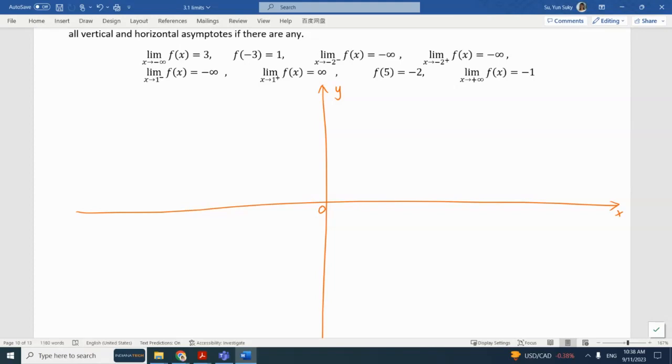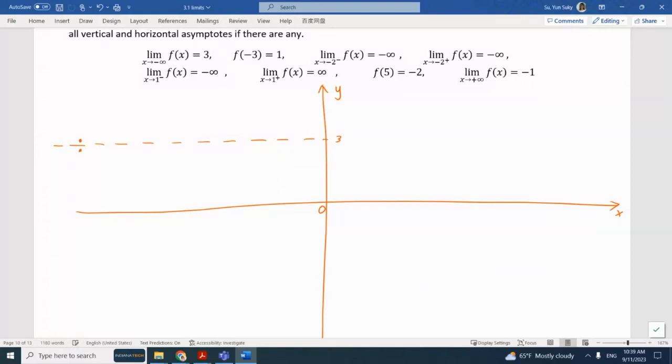So let's look at the first one. X goes to minus infinity, left or right? Left. Right? X goes to minus infinity, my y goes to 3. So my y equals 3, and then my x goes to minus infinity, right? So we have a horizontal asymptote there. So let's say this is 3. You put some dashed line to indicate this is a horizontal asymptote, and we're approaching it.